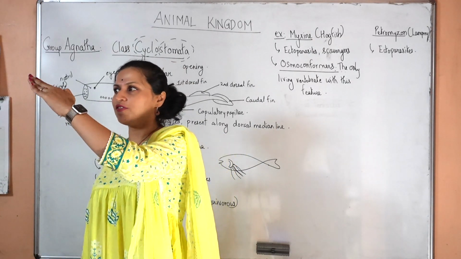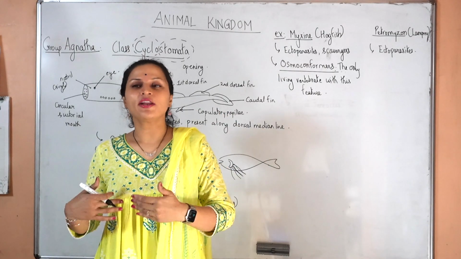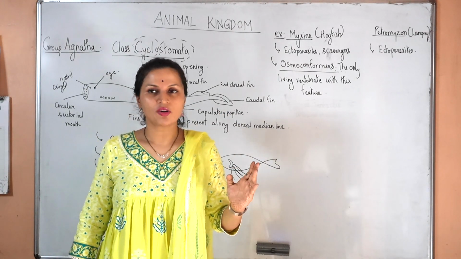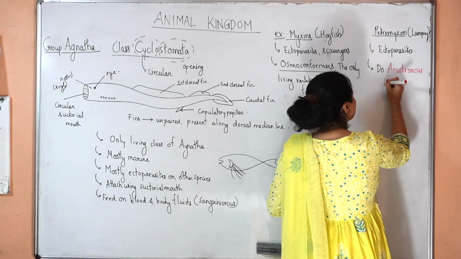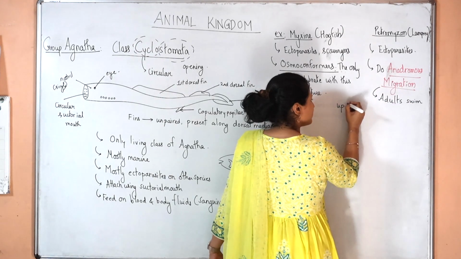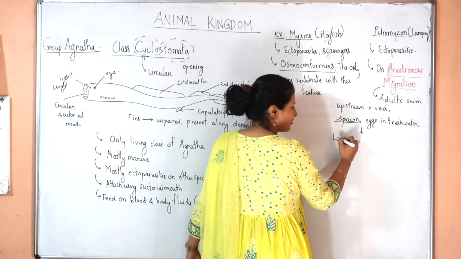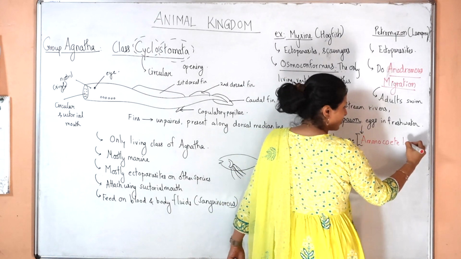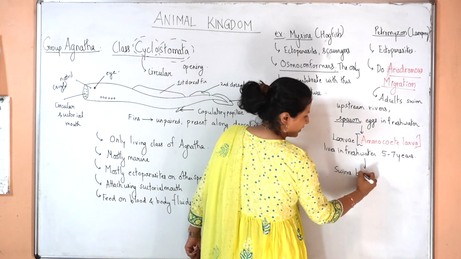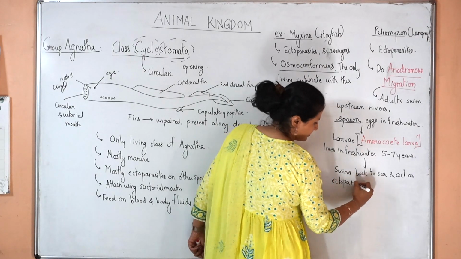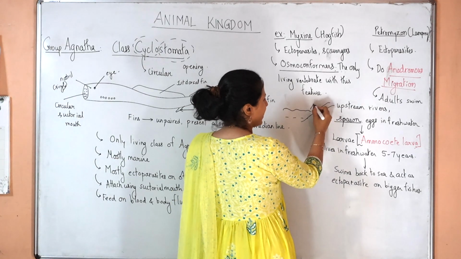So moving upstream the river, this type of migration is known as Anadromous migration. Ana means building or up, like in anabolic reactions, building reactions. If you remember, we have done anabolic reaction. This is Anadromous migration. The adults swim upstream rivers, spawn eggs in fresh water. Spawn means lay eggs, okay? What is a larva called? Ammocoetes larva lives in fresh water for 5 to 7 years and then it swims back to sea and acts as ectoparasite on bigger fishes. So this movement from seawater upstream is called Anadromous migration.